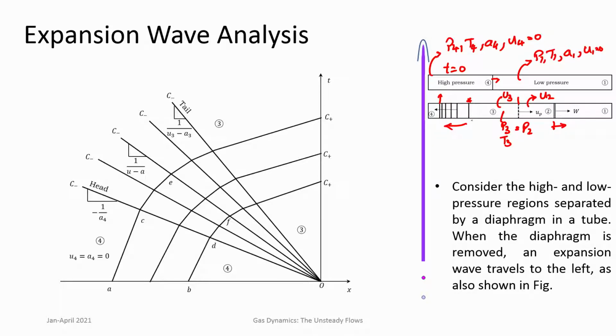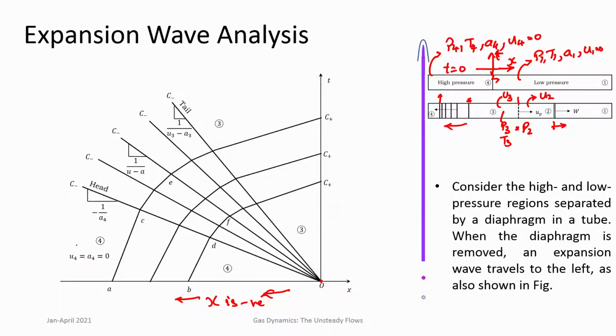If you plot the characteristics for this, starting from the initial point t equal to 0, you should understand the convention: this is x and t is going up. So x is positive going right from the diaphragm station, and this part of the x is negative. These are C minus characteristics. This is region 3 uniform flow, region 4 uniform flow.